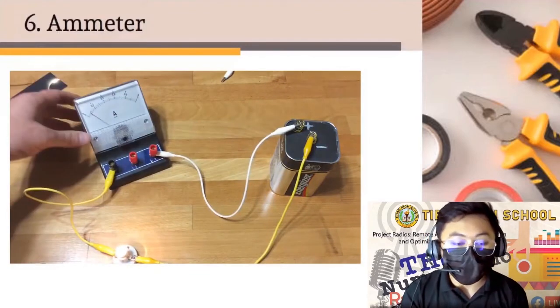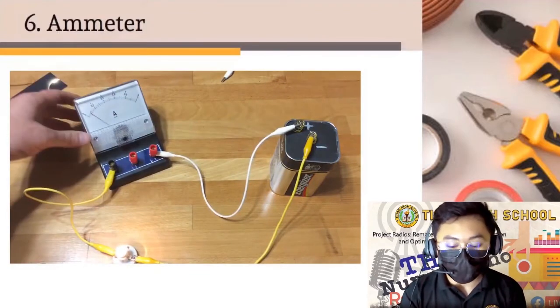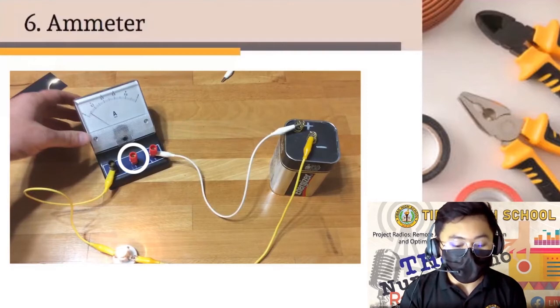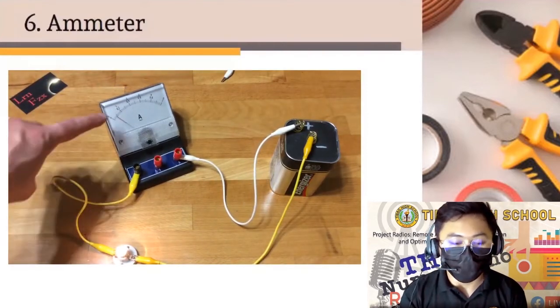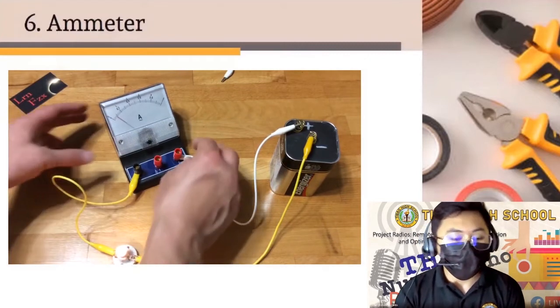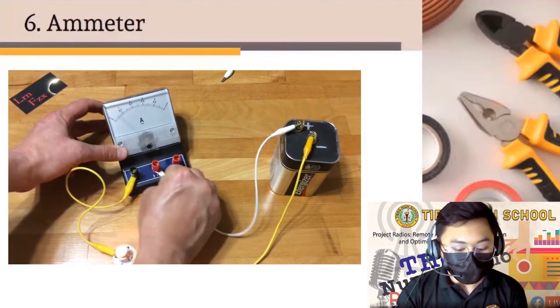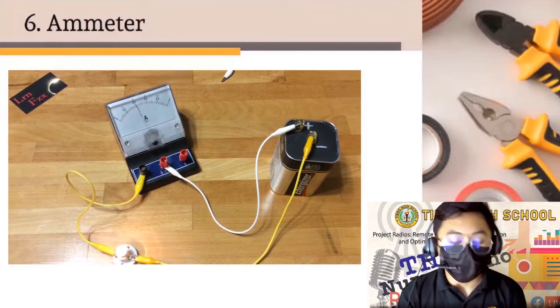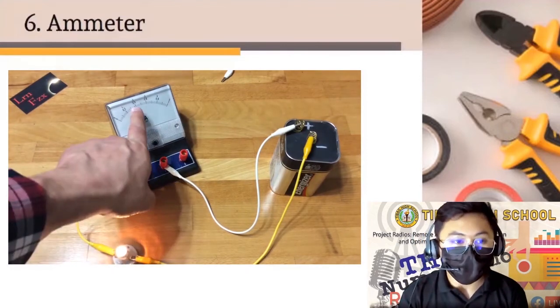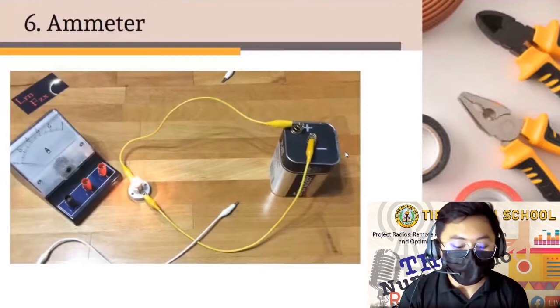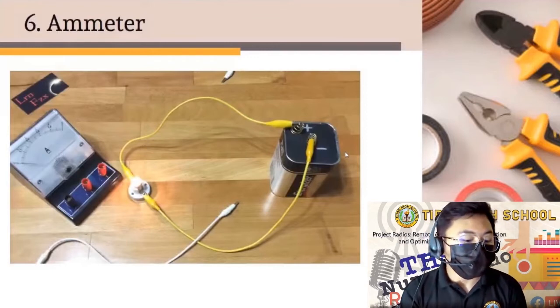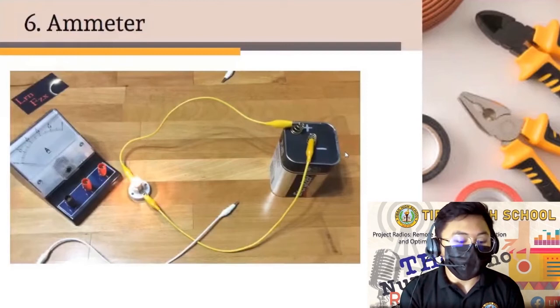Madalas na ginagamit for more precise measurement ay yung lower scale, which is yung color red na number 1. And now makikita mo na yung measurement. So that's how you measure an ampere in a circuit using ammeter. Maliwanag ba? Mahusay.